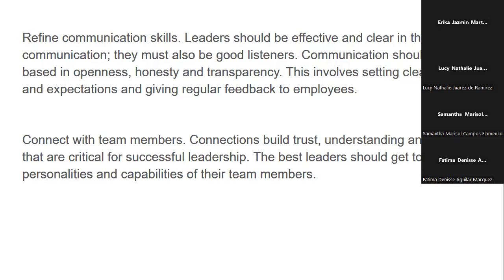The other one says connect with team members. Oh, this is a very important part. Because when you connect with your co-workers, I mean, the trust is going to be there, right? Connection, actually says that. Connection build trust. Understanding and bonds that are critical for successful leadership. Bonds, what is bonds? Do you know what is bonds? No, James Bond, right? So that's a different one. Sure. Bond is like a link. When you have a relationship with somebody and you have a connection. That is a bond. Okay. And then it says the best leaders should get to know the personalities and capabilities of their team members. So that would be it.